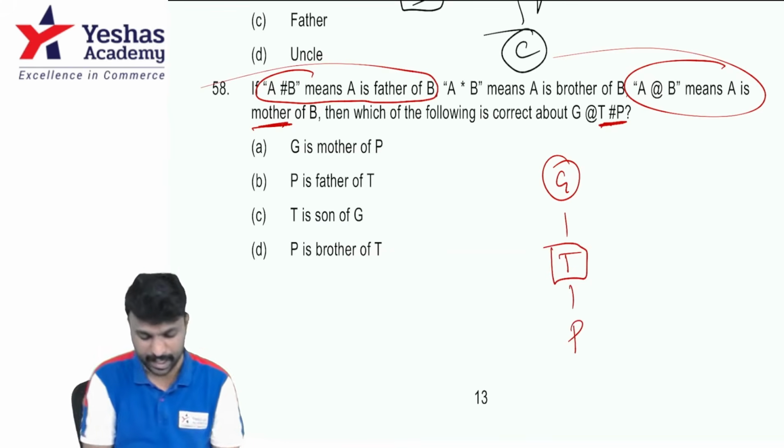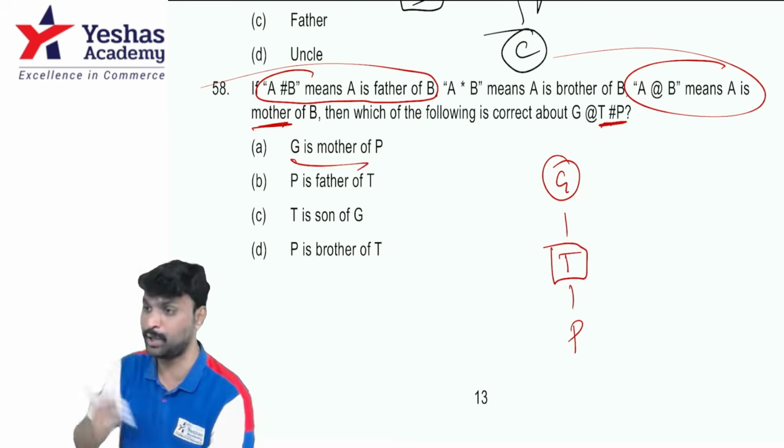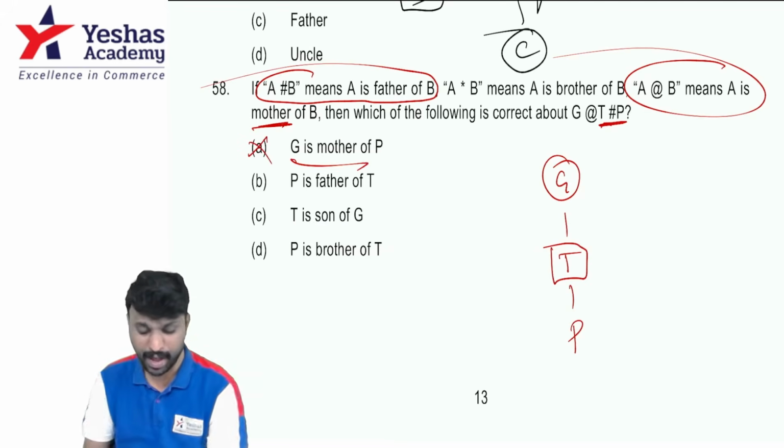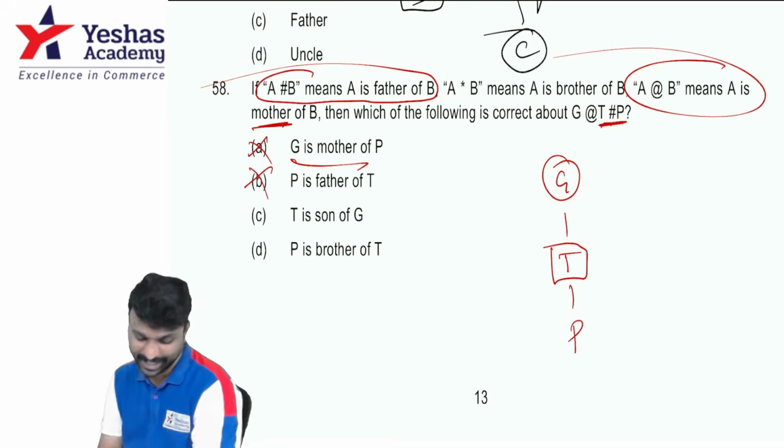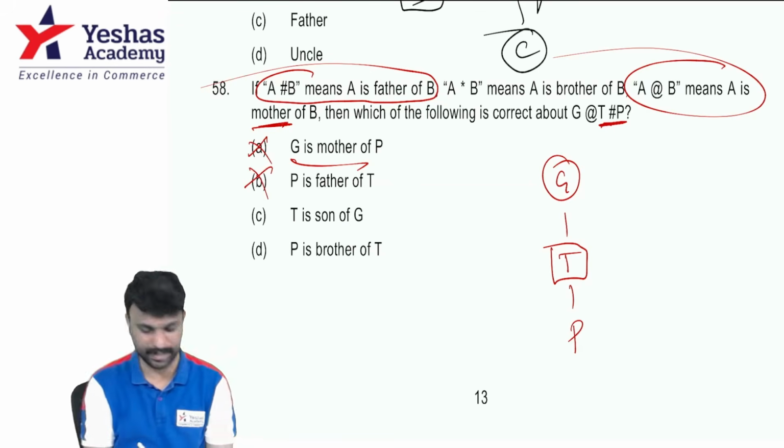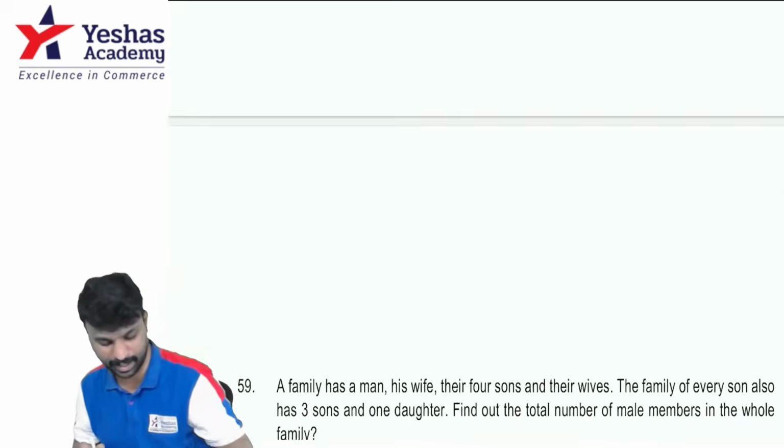Which one is correct? G is mother of P. No, G is actually grandmother of P. It's not the correct one. P is father of T. P is not a father of T. T is son of G. Definitely T is son of G. Option C is the right answer.